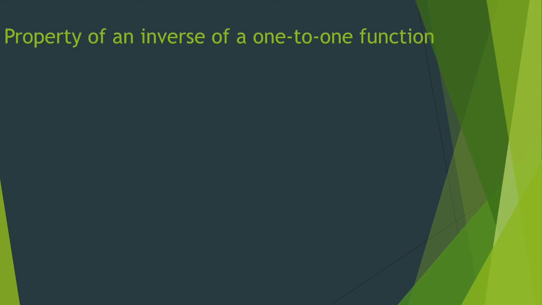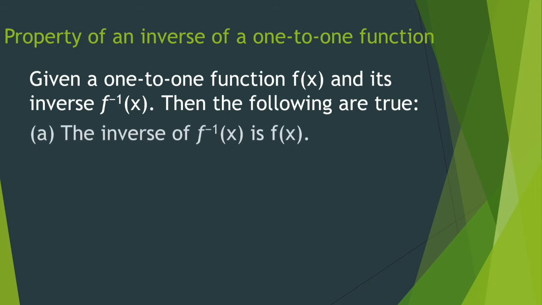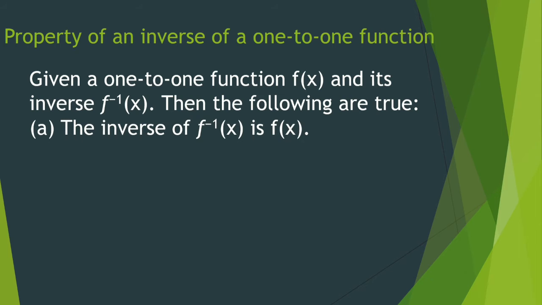So f inverse of x is equal to x minus 1 over 3. Ano ba ang property ng inverse of a one-to-one function? Given a one-to-one function f of x and its inverse f inverse of x, then the following are true. The inverse of f inverse of x is f of x. So ang inverse ng f of x ay f inverse of x. So ganun din naman ang inverse ng f inverse of x. That is f of x.